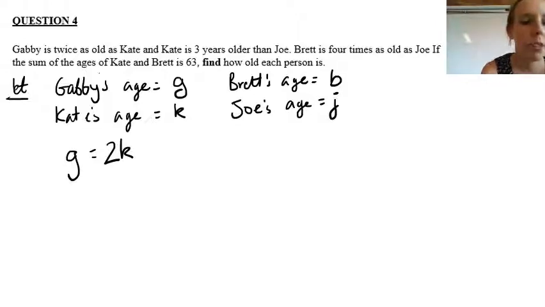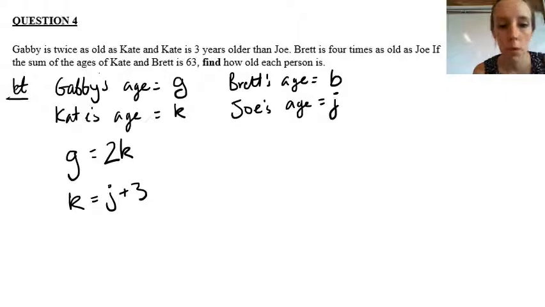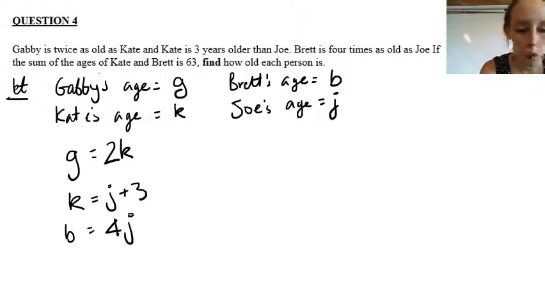Kate is 3 years older than Joe. So Kate's age equals Joe's age plus 3. And Brett is 4 times as old as Joe. Okay, so Brett equals 4 times Joe's age. So that's what I know. So then it goes on to say, if the sum of the ages of Kate and Brett equals 63, find out how old each person is.